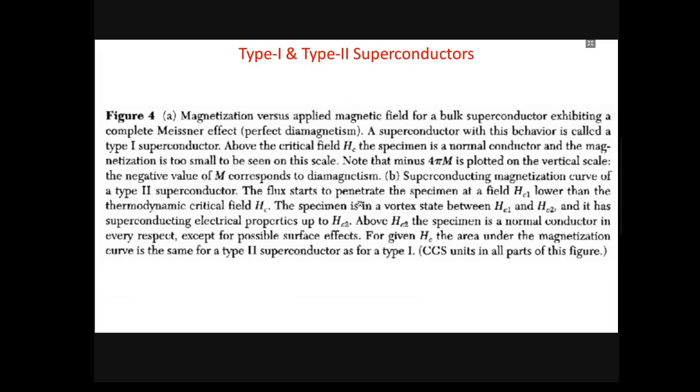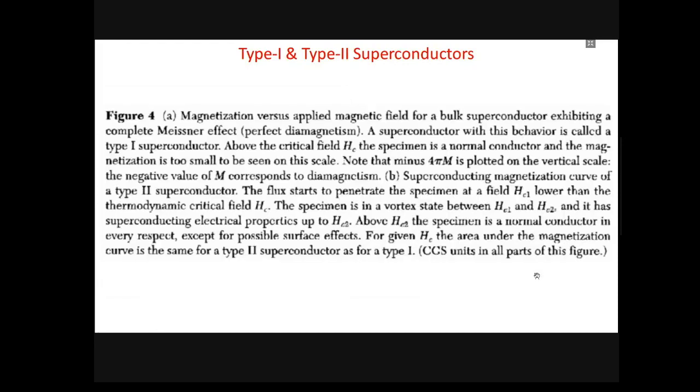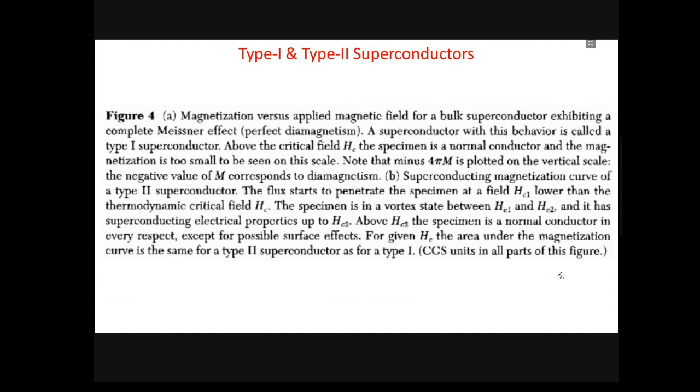this is not applicable to type 2 superconductors, because we know that the Meissner effect is possible until the lower critical field, HC1. Until this point, the Meissner effect is applicable, and it is completely behaving as a superconducting state. After that, the Meissner effect is not valid. Between the lower critical field and the upper critical field, the magnetic fields are penetrating into the superconducting state. Therefore, a type 2 superconductor exhibits the Meissner effect only until the lower critical field.